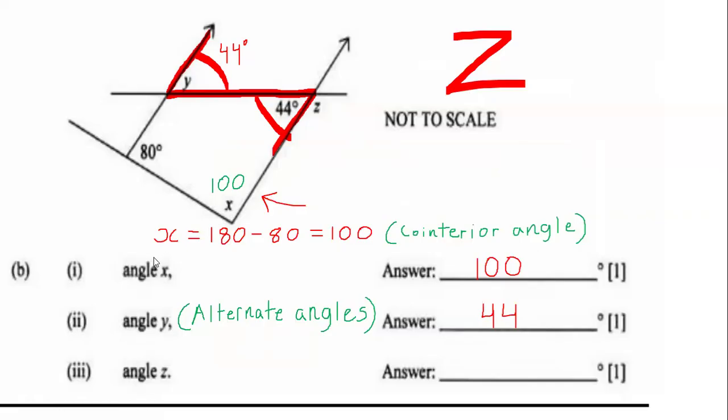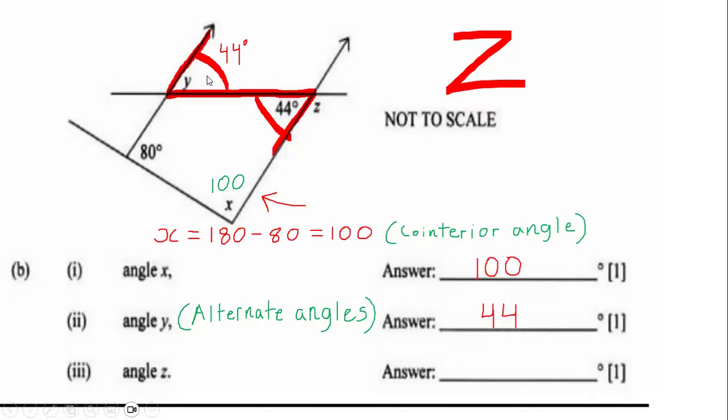Okay, let me do it. The number right there, I cannot see it clearly. The number is 44, right? So this is 44, and this is y. So if we know that they are equal, and they form a Z shape, right? If one is 44 degrees, what must y be equal to? Exactly the same thing, which is what?